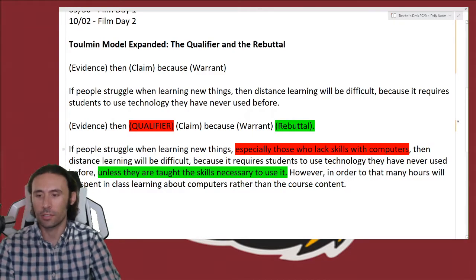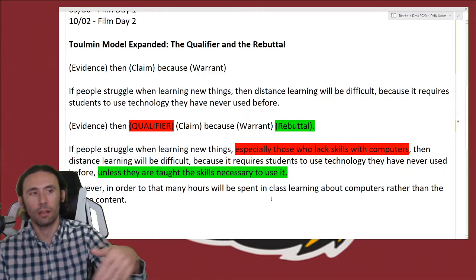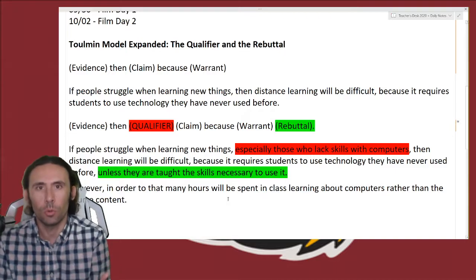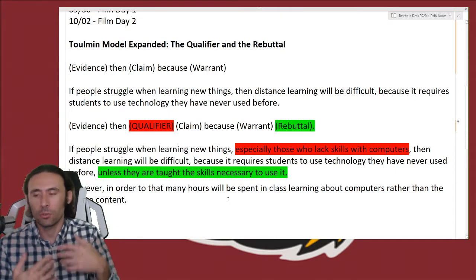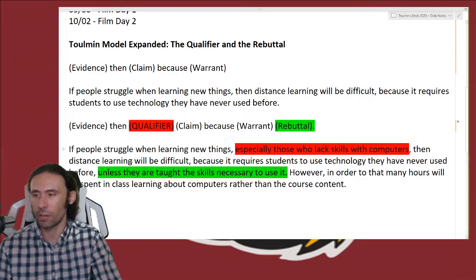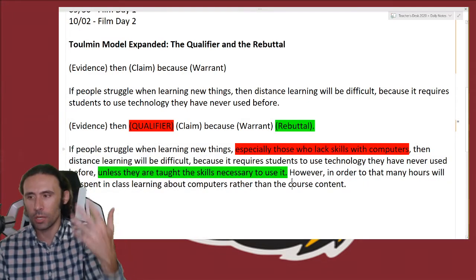And so see, that's not part of the Toulmin model, but you see how the Toulmin model sets you up. It sets up your argument. So even if you don't use the Toulmin model, even if you don't actually use this exact sentence, it gives you an idea in your head, right?